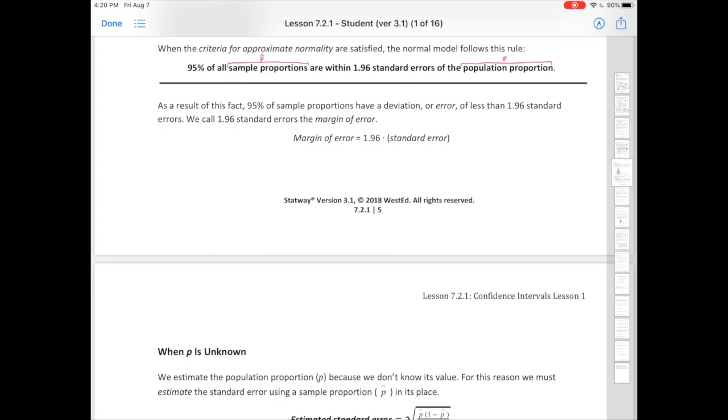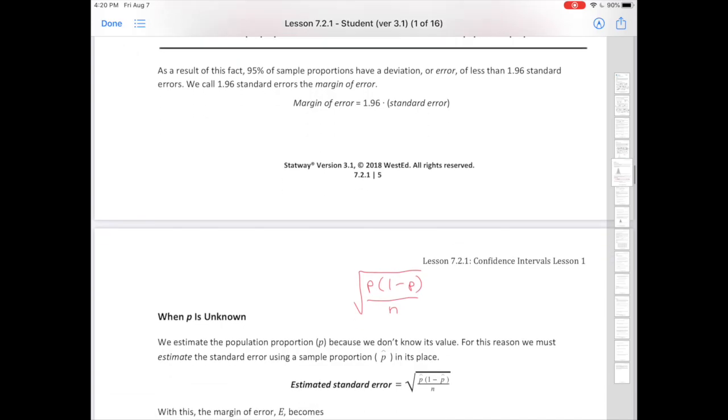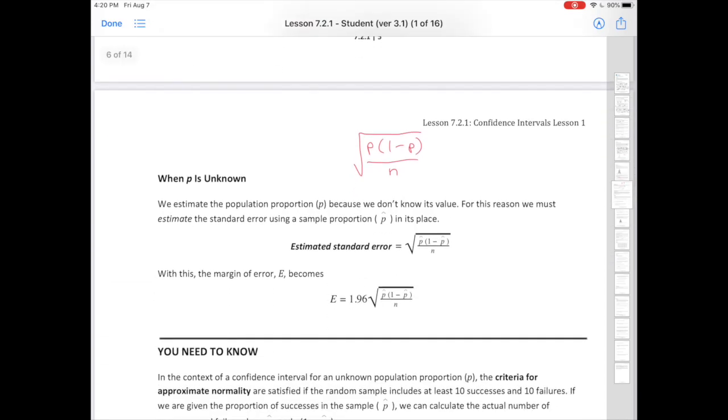If you multiply those, you get the margin of error. Now here's the problem, right? We normally have a formula. This is normally our formula, right? We have a p, and then we have 1 minus p, and then we divide it by n, right? What is the problem with just using this formula to get our standard error? The problem is we don't know p, right? We cannot calculate this formula because the whole point of this is that we're trying to figure out what p is close to. We don't have p.